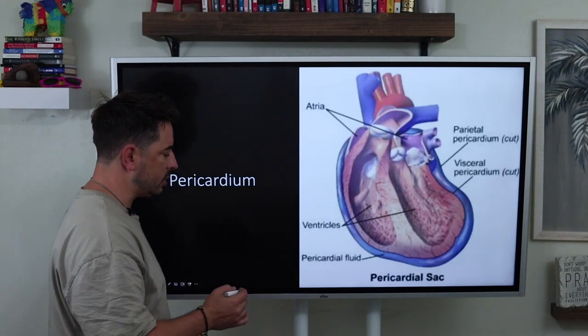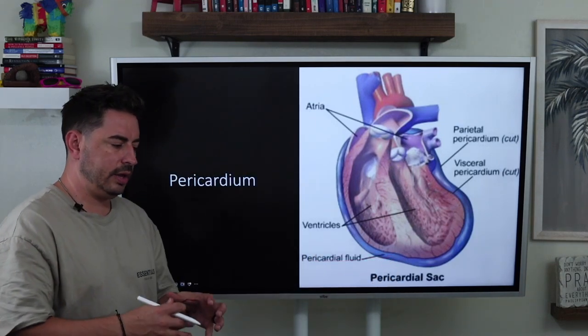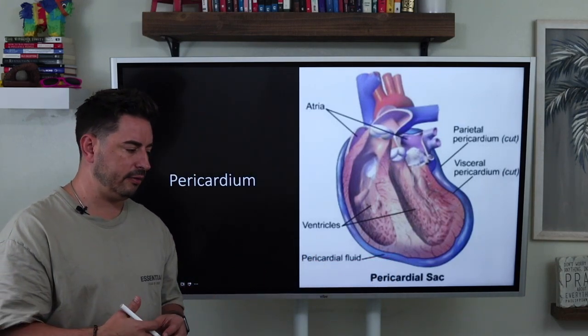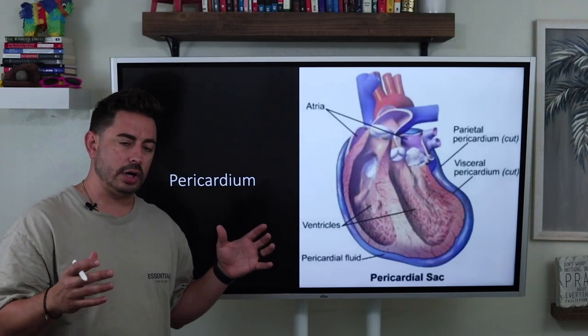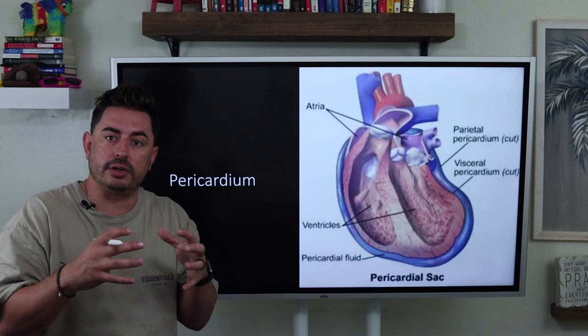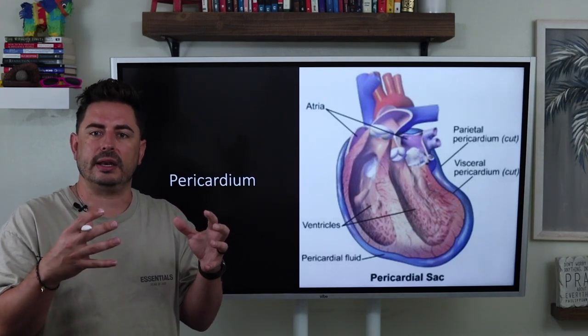Another thing that we can have is what's called a pericardial effusion. When we have too much fluid in the pericardial sac, you get a large amount of fluid that accumulates in that pericardial sac. It will start to squeeze the heart so that it doesn't have the space to expand and contract, expand and contract.